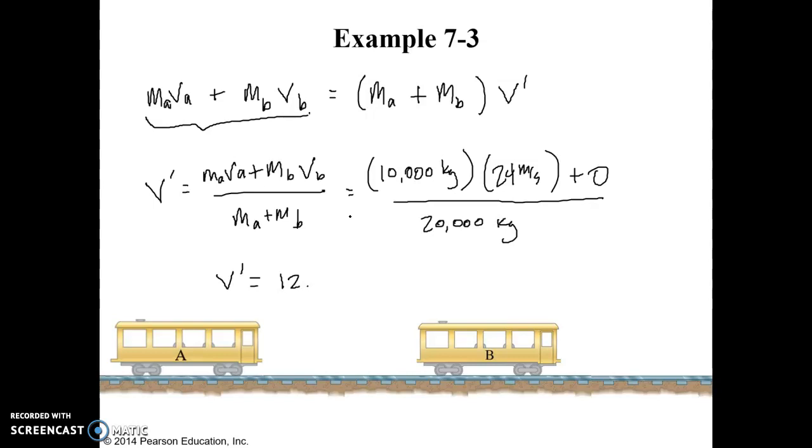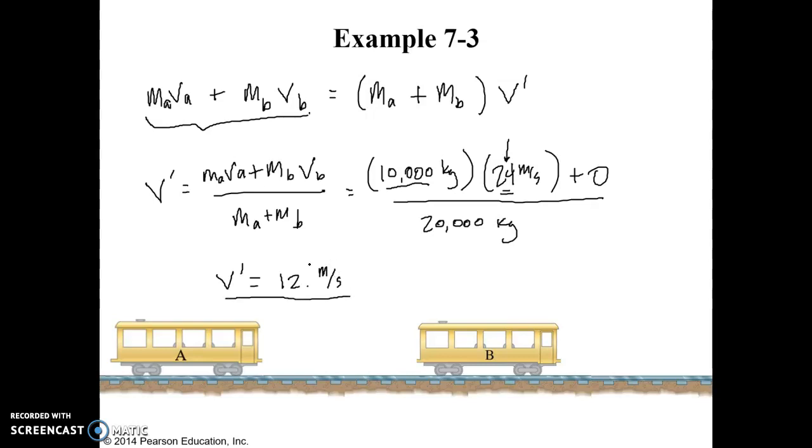Well, let's check our significant figures. Yeah, I believe the 24 that is given to us is our limiting factor. Again, this 10,000 value, are these zeros significant or not? It could be argued that they are not, but it's the author's intention that they are. So we look to the 24 to limit us to two significant figures, so the velocity is 12 meters per second.